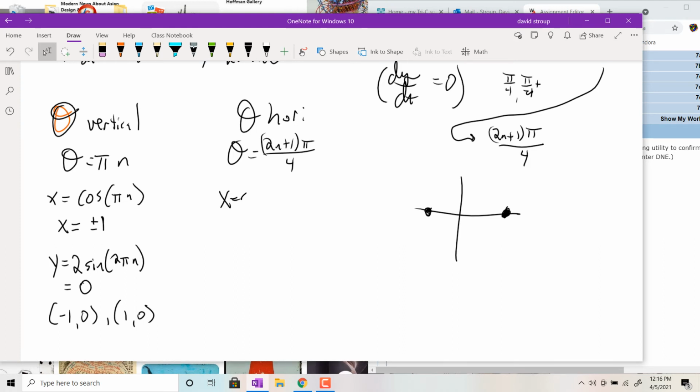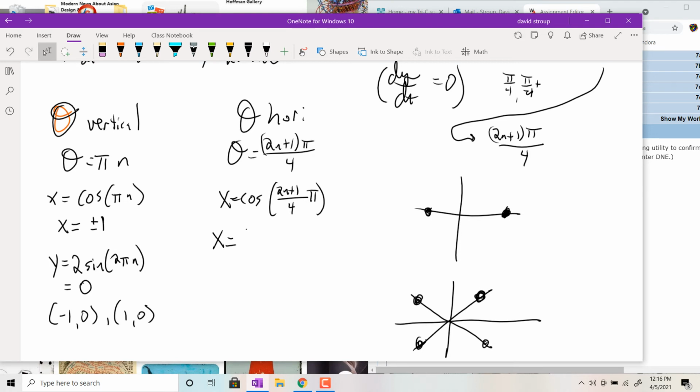So first, x equals cosine of (2n plus 1) pi over 4. And again, on the unit circle, where are those places? Those are going to be here, here, here, and here. So there's actually 2 answers for cosine of those angles. Either cosine is positive root 2 over 2 or negative root 2 over 2. So x equals positive root 2 over 2, or x equals negative root 2 over 2.